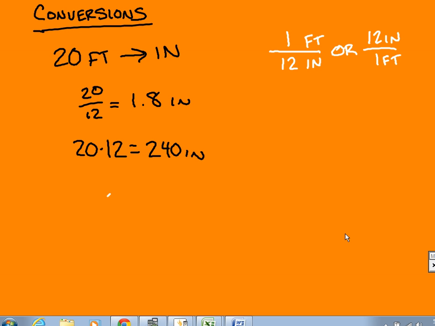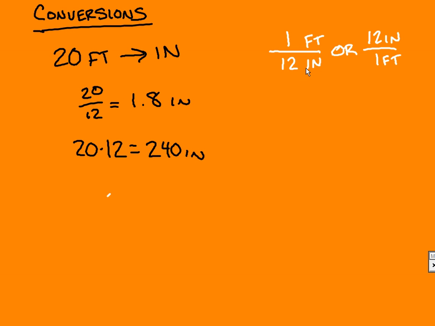Our topic today is on conversions. Say I wanted to change 20 feet into inches. Well, how do I know if I multiply by 12 and say it's 240 inches, or divide by 12 and say it's 1.8 inches? Well, the obvious answer for now is yes, 240. But with bigger conversions, we don't know exactly what to do. So what we're going to look at is how to use these conversion charts.